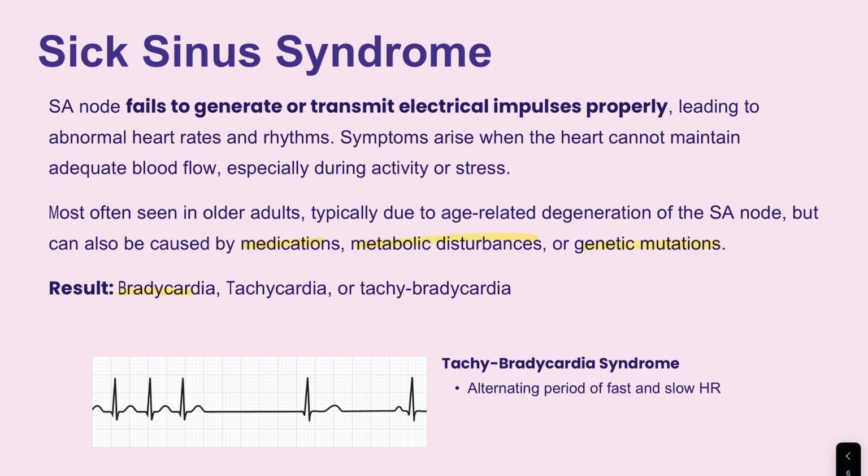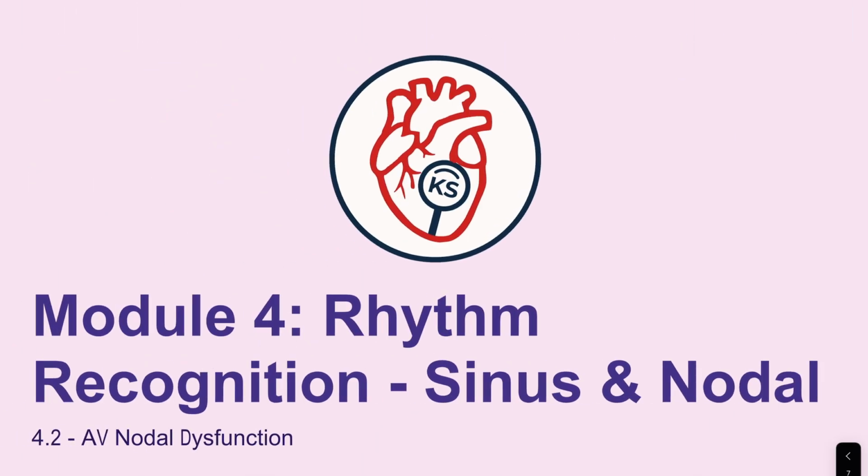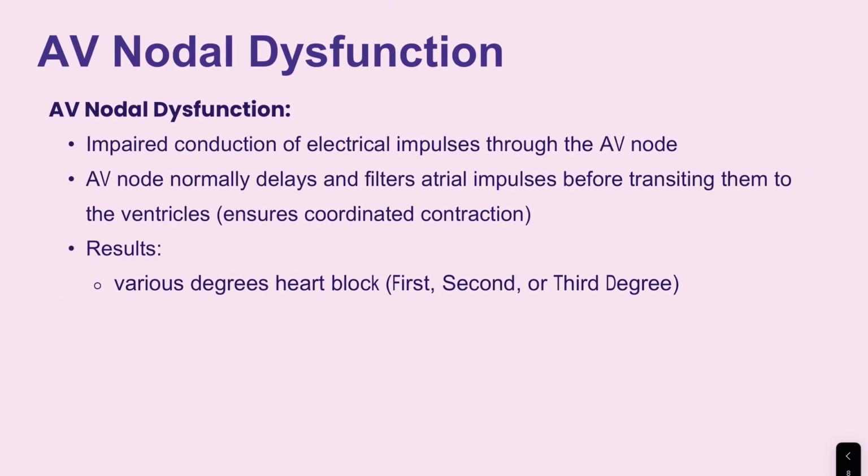And this results in that bradycardia we talked about, tachycardia, which we talked about, or tachybradycardia, which is exactly like it sounds, thank goodness. It is the alternating periods of very fast and very slow heart rate, alternating tachy and bradycardia. So we can see here, we've got our essence of tachycardia here, and then a clear bradycardia on the other side.